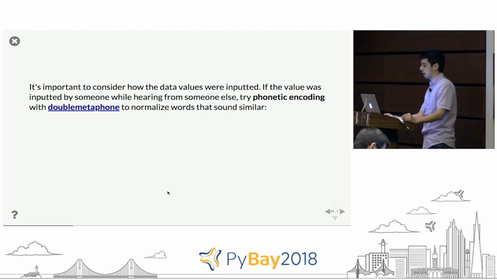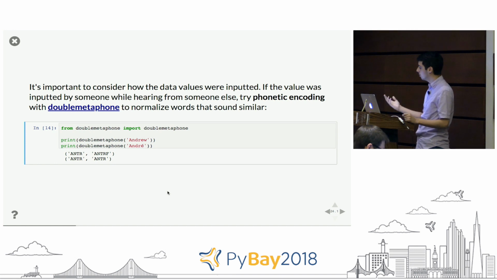It's important to consider how the data values were inputted. If the value was inputted by someone while hearing from someone else, you can try phonetic encoding with this library called Double Metaphone. So you can normalize words that sound similar. So Andrew and André, the Brazilian word for Andrew, they both have a common phonetic encoding. So if I'm saying I'm André to someone in the US, maybe they write down Andrew, and I can use this tool here to normalize this kind of thing.